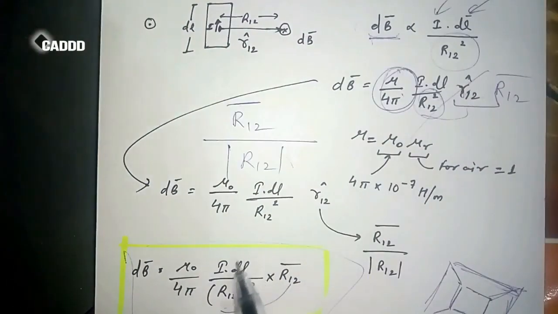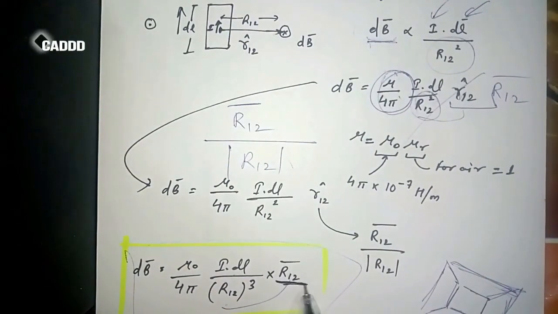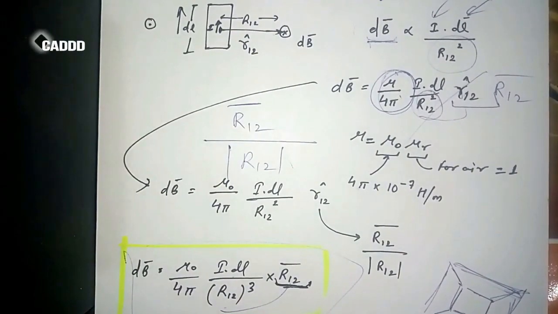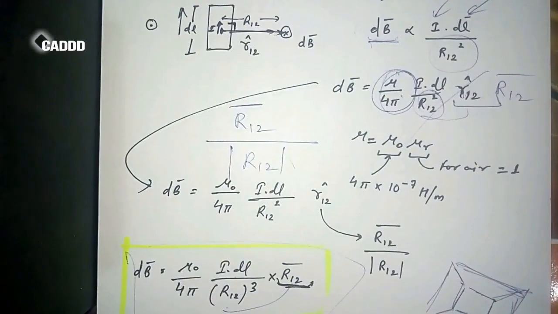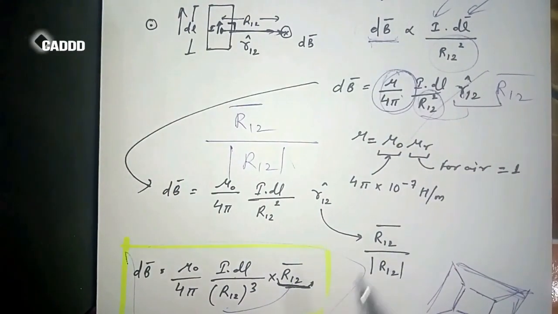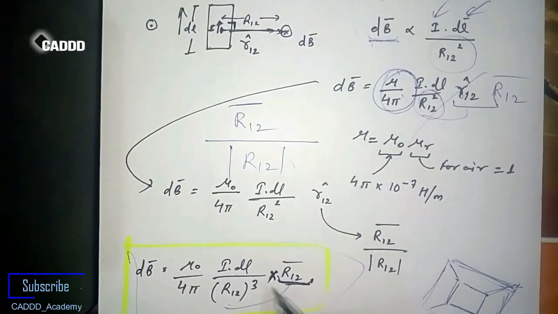But as we know, the direction of the line is here upward, and the direction at which we are calculating the magnetic field is this side. So both of these are orthogonal, 90 degrees to each other. So we can't do the dot product here, we have to do the cross product.